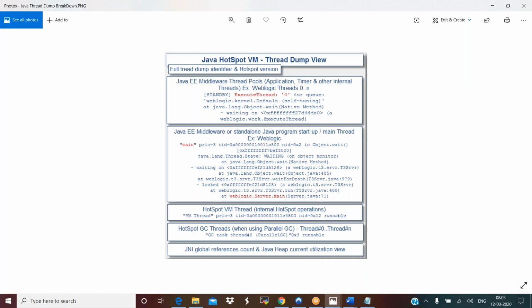Okay, so when I say analyze blocked and waiting threads, this is the most important part of your analysis.